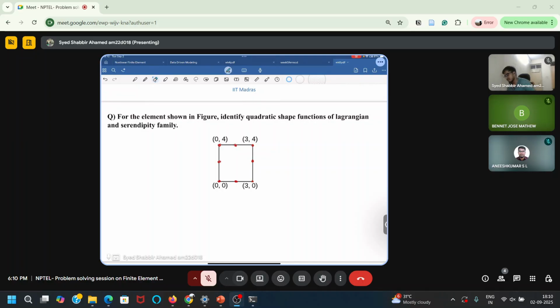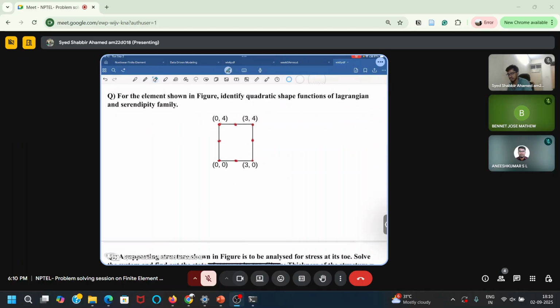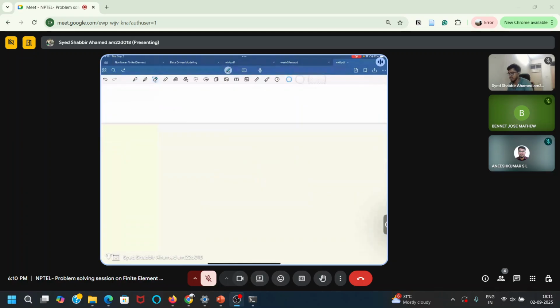So first, I will take this quadrilateral, and I will try to find out. Let's say this is a quadrilateral. Let's see.